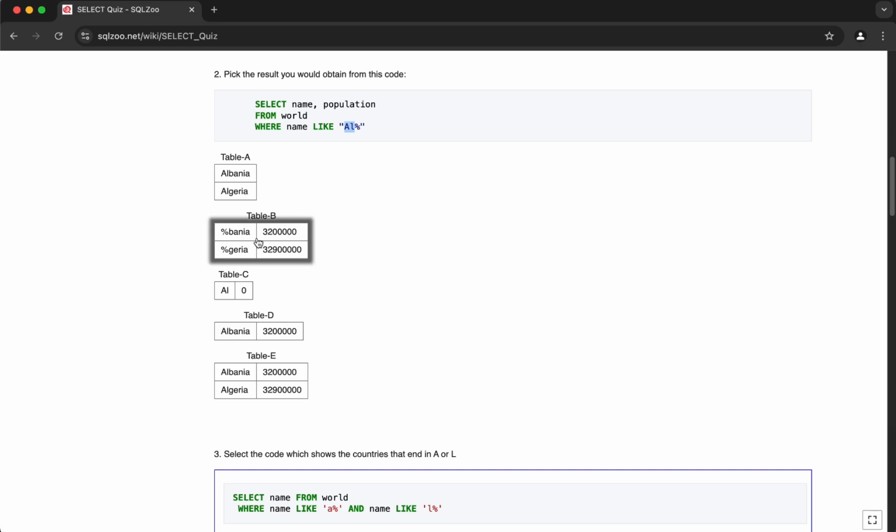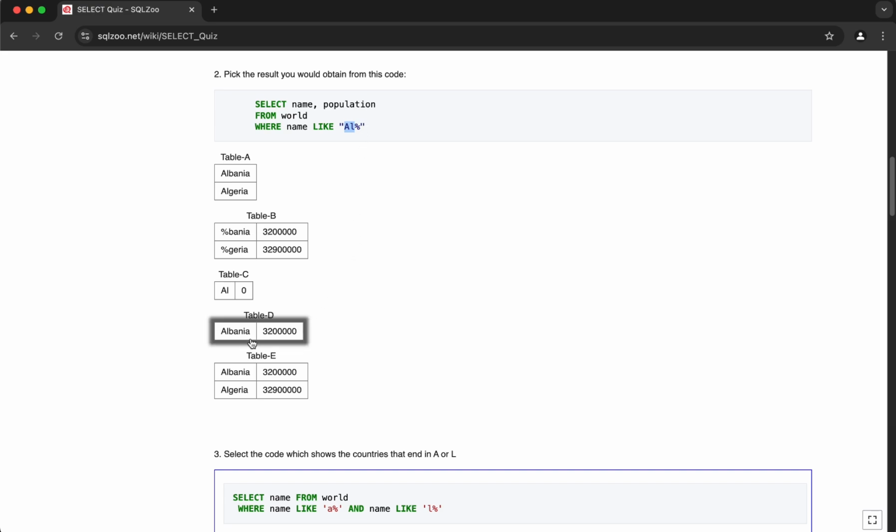So let's look at table B over here. Well, this is going to be incorrect because the names of the countries are starting with a percent sign, and that's not possible. Let's look at table C. We can see that this is also incorrect because the name of the country is AL. In order for this to be what we're needing, it would be where name equals AL. This is asking if a name is like starting with AL.